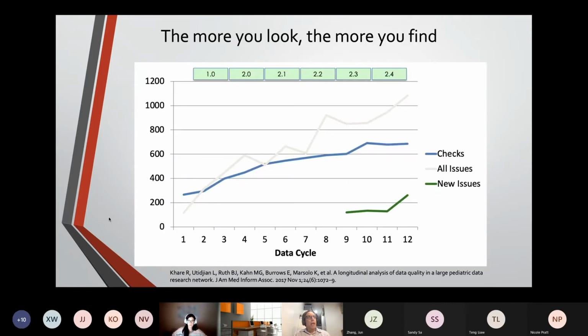Another interesting finding that came out of PedsNet is that as they matured their data quality program from version 1.0 to version 2.0, and released more and more sophisticated data quality checks, with progressively more rules and checks in there, the more they looked, the more they found. Not surprisingly, more data quality issues were uncovered as the program was able to dig deeper and deeper into the data.